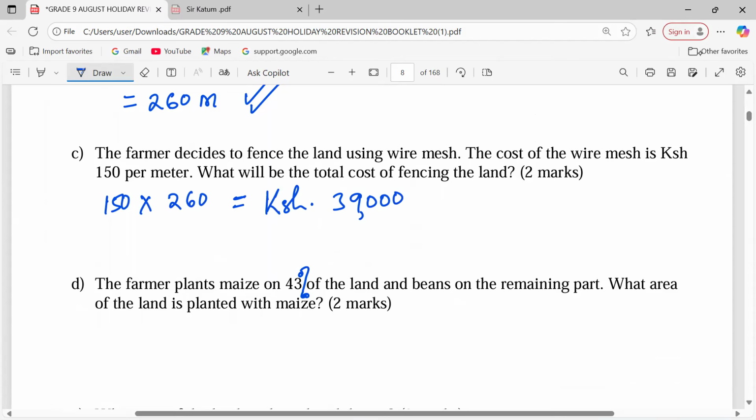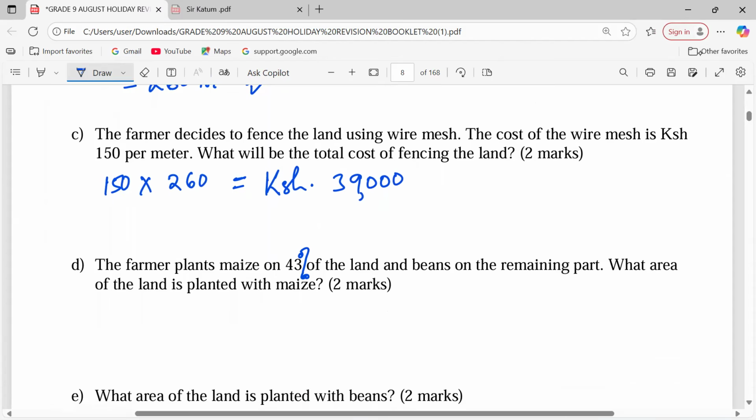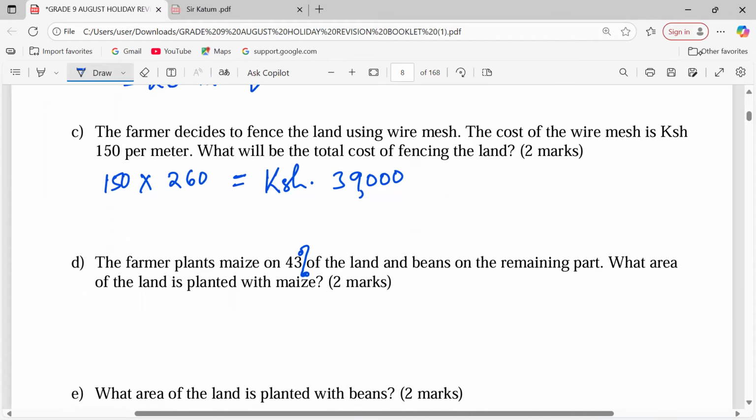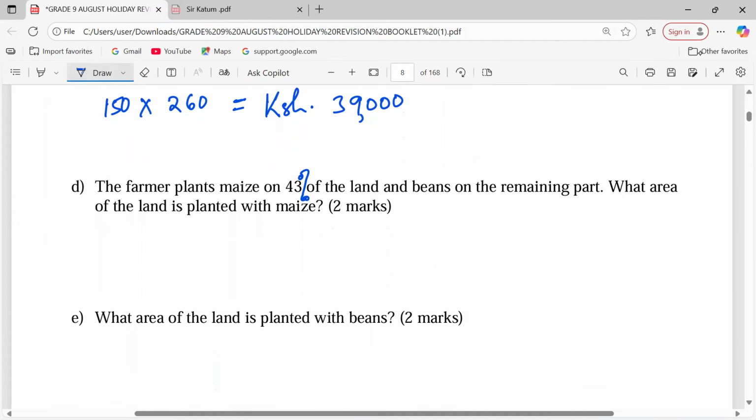We should understand what is happening in this question. There are people who will start multiplying by area, yet area is square meters. But now the fencing is just along the perimeter, along the length and the width. So the meters along the length and the width is 260, and per meter, we are spending 150. So this farmer is going to spend 39,000. That's simple. Let's check part D of this.